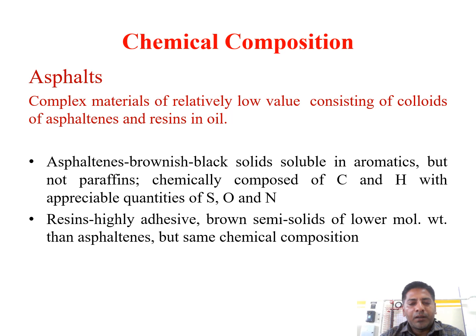Next, we see the chemical composition of asphalt. Asphalt is a complex material of relatively low value, consisting of colloidal materials made of asphaltenes and resins in oil form. Oil form is the last crude stage. Asphaltene is a brownish black solid, found in aromatics but not in paraffins, chemically composed of carbon and hydrogen with appreciable quantities of sulfur, oxygen and nitrogen. We also have the resins. Resins are highly adhesive plastic material, brown semi-solids of lower molecular weight than the asphaltenes, but with the same composition, differing in structure.